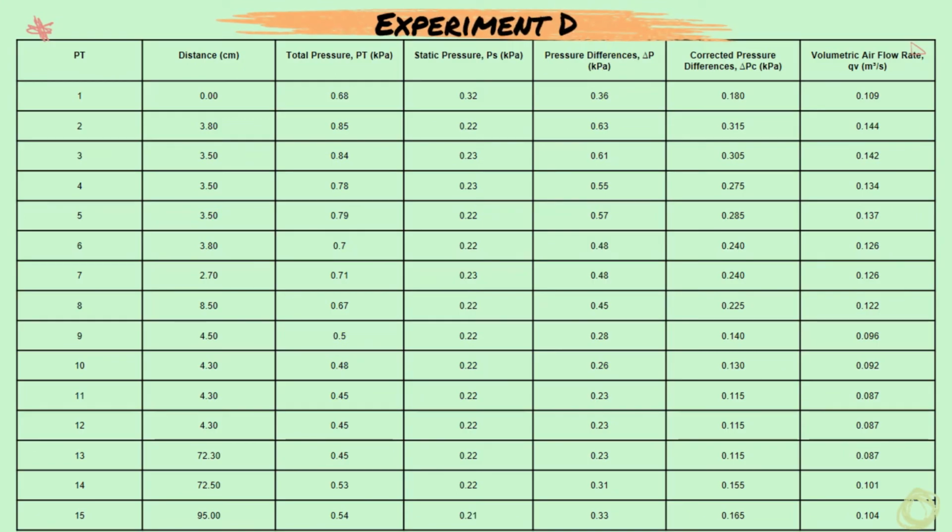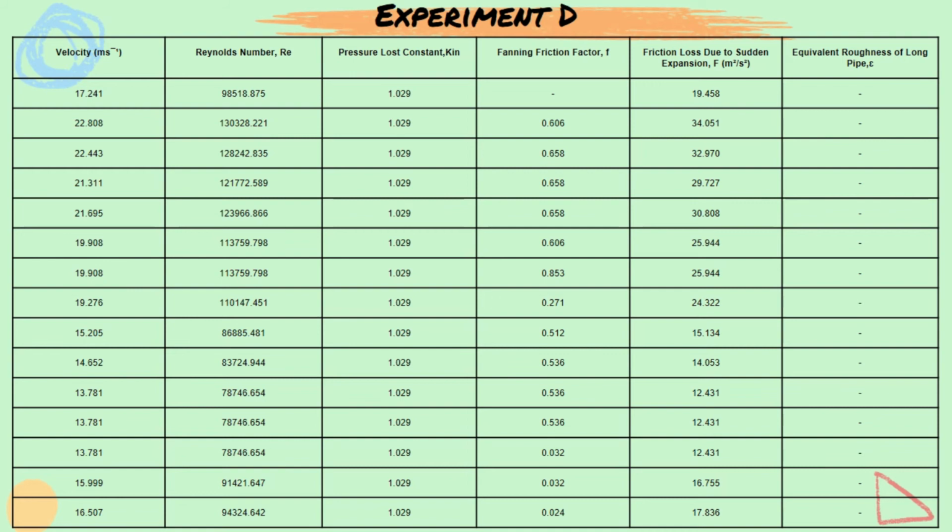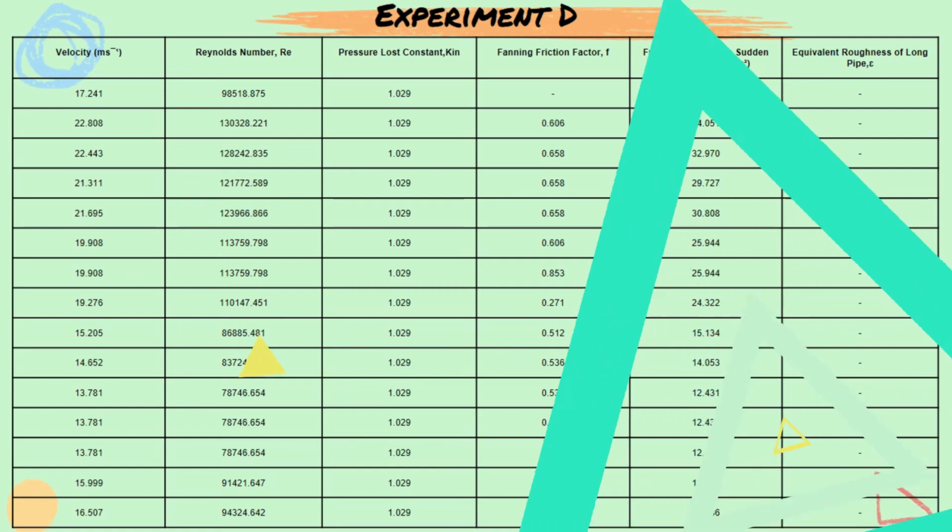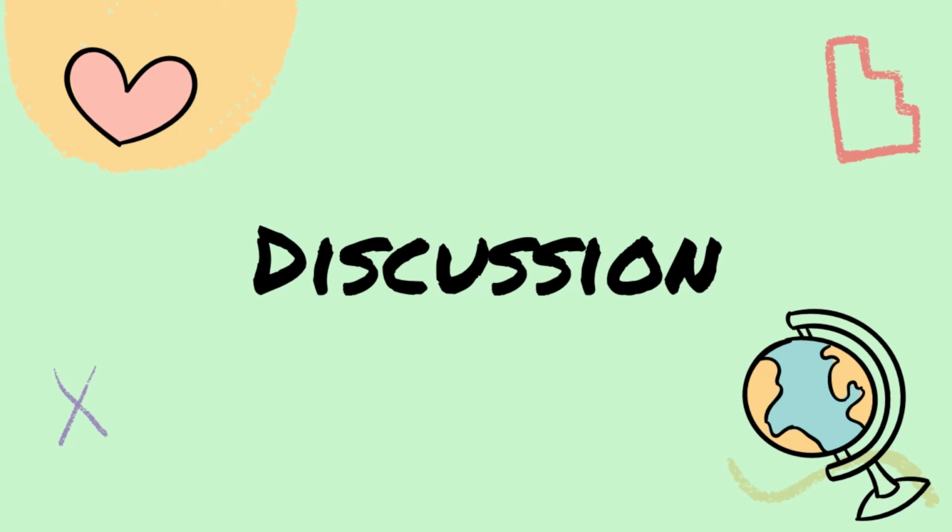In experiment D, the air velocity is calculated at each radial position by getting the volumetric flow rate as the previous equation discussed. Then, the value of inlet loss coefficient, friction loss due to sudden expansion, and fanning friction factor need to be calculated by using the graph shown in figure D4. Unfortunately, the equivalent roughness of long pipe is unable to be calculated as the data points are not in the range of the relative roughness. All the answers that are calculated are tabulated as usual. Next, I will explain the discussion part.